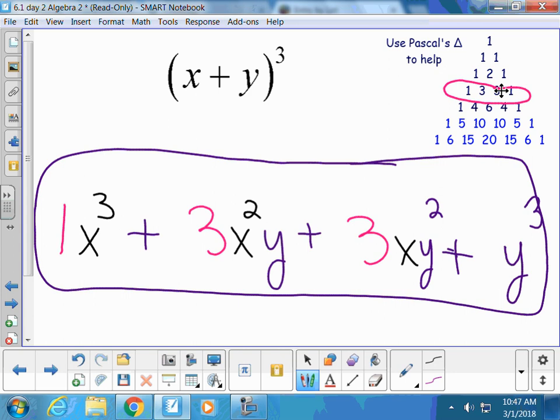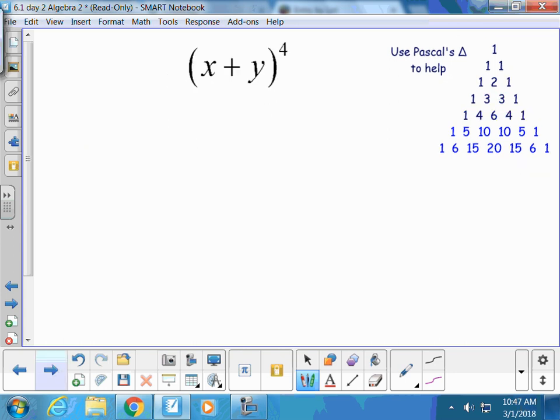If there's a subtraction sign in the beginning problem, these signs will alternate. You'll go from positive to negative to positive to negative to positive to negative. We'll look at one like that today too. You guys are asking great questions. You're already knowing where we're headed with this.